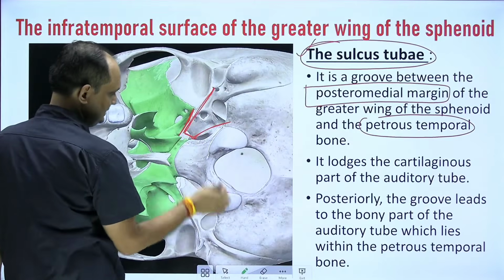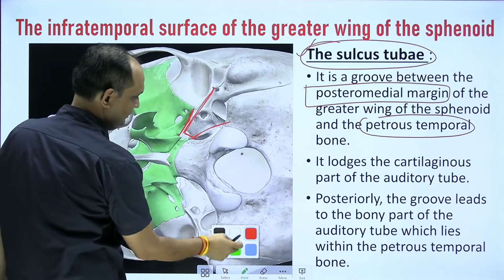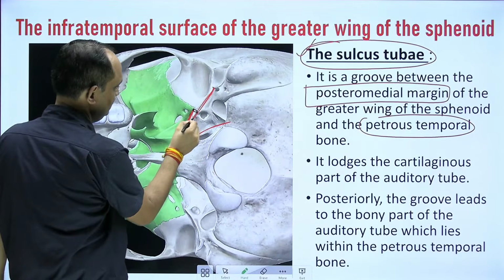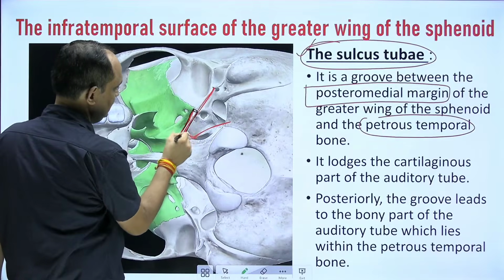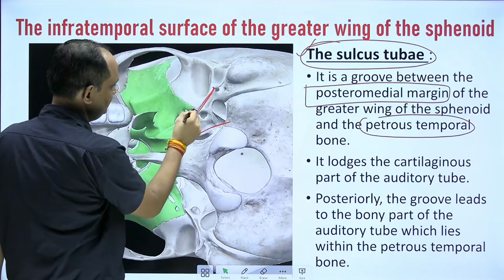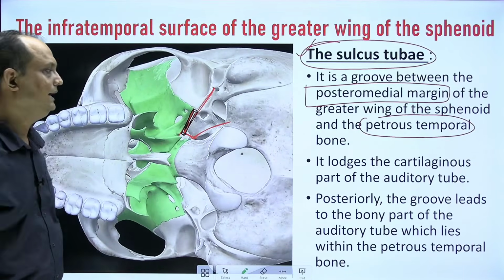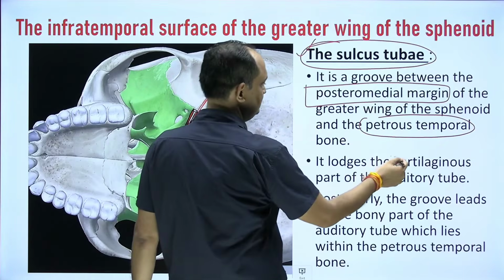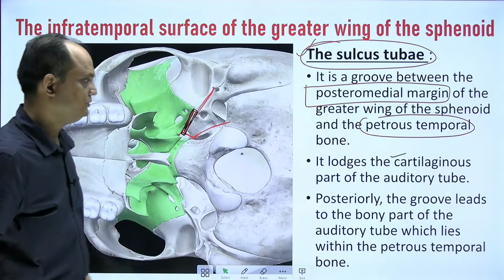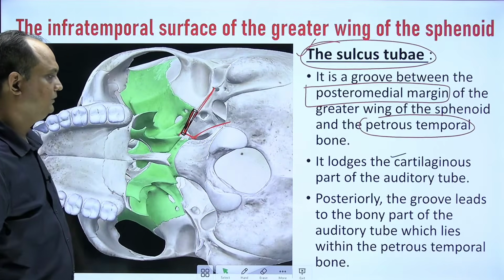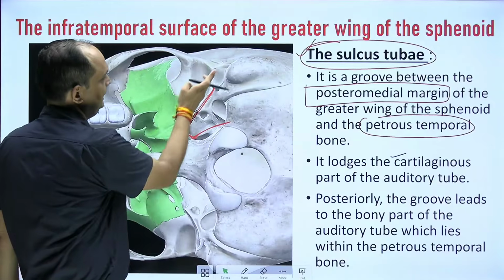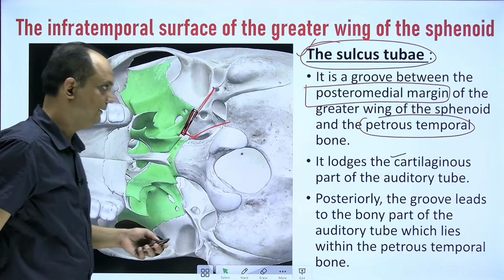Clear? Now, in this area between these two, if you mark the area, now we are talking about this area. In this area you have a very shallow groove, and this shallow groove is known as sulcus tubae, and this sulcus tubae lodges the cartilaginous part of the auditory tube. Posteriorly, the groove leads to the bony part of the auditory tube. So posteriorly the tube will enter inside where you will have the bony area.